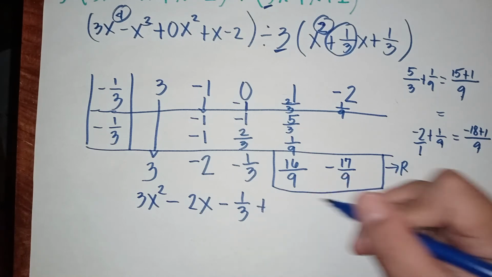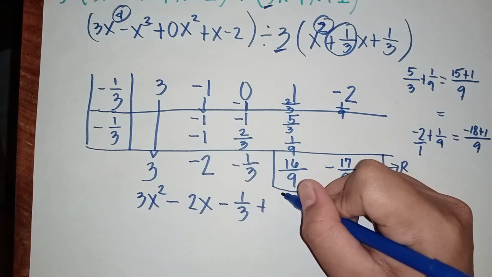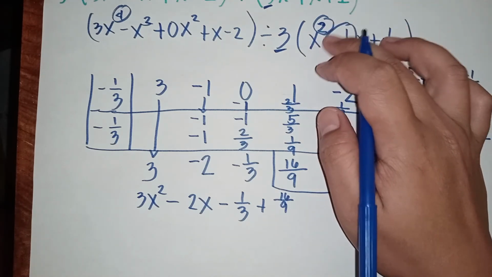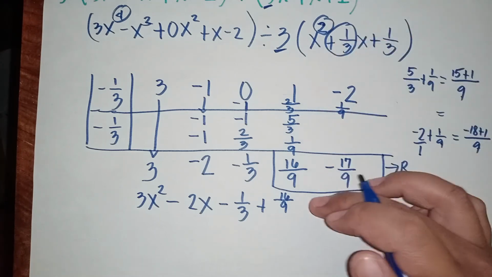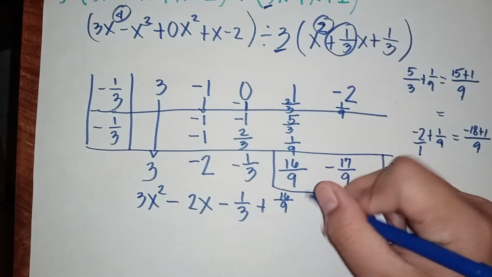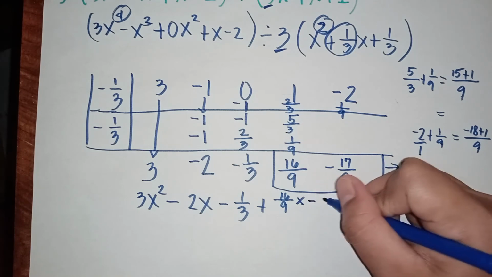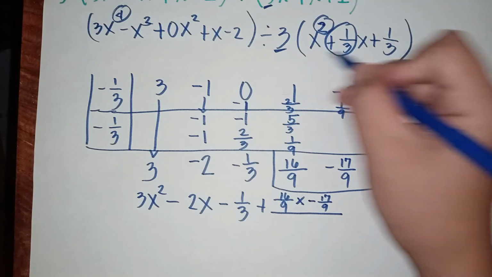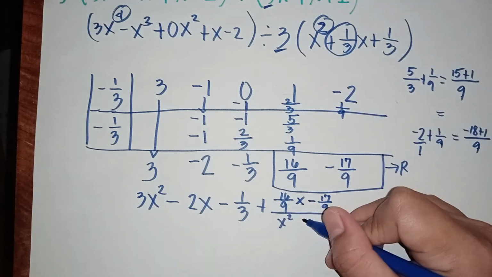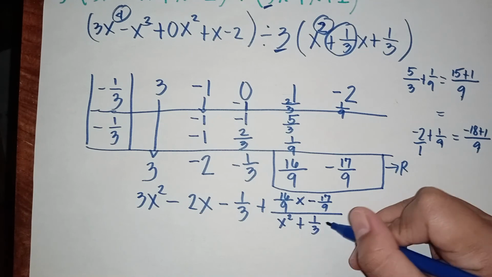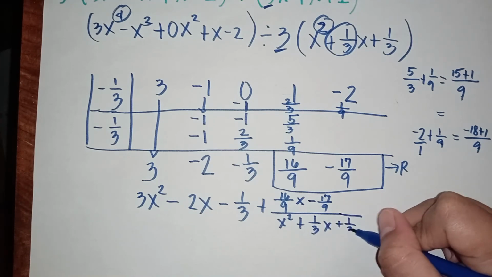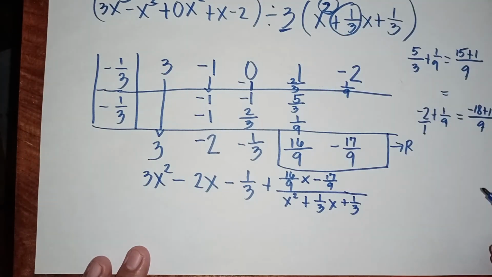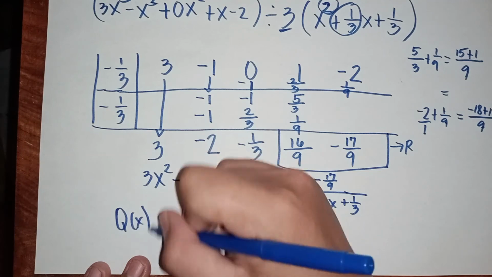So, meron tayong remainder. So, add natin yung remainder plus, okay, 16 over 9. Yung remainder natin mga boss is 1 less than the degree of the divisor. Since the degree of the divisor is 2, so yung ating remainder, the degree is 1. So, 16 over 9x, okay, minus 17 over 9 over, okay, eto, you have x squared plus 1/3 x plus 1/3. Okay? Pero sabi ko, yung quotient, i-divide pa natin ng 3. So, i-divide pa natin yung 3, that will be the final answer.